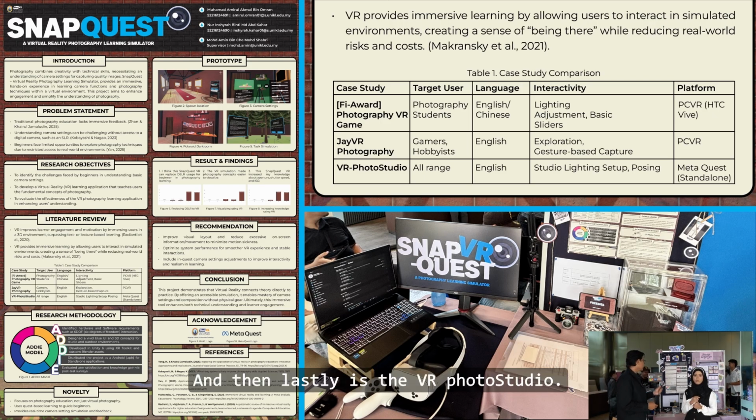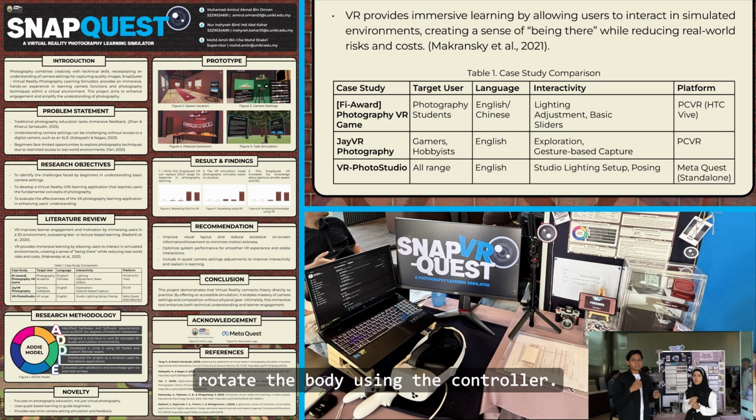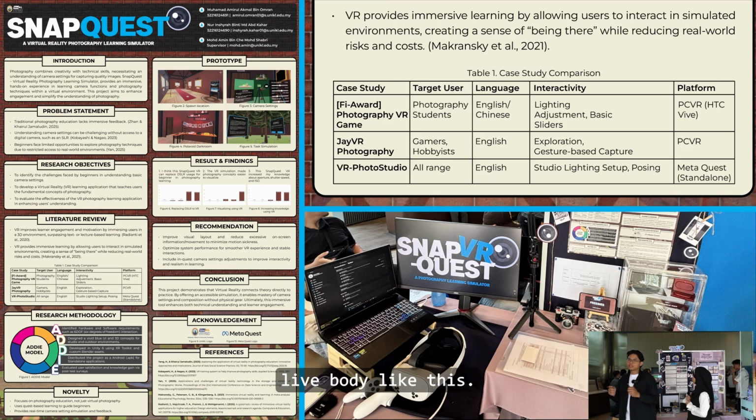And then lastly is the VR Photo Studio. This is standalone, which is good. But the most important thing is that this application does not allow free movement, which means users need to follow the direction given, and they cannot rotate the body using the controller. They just need to rotate using their real-life body like this.